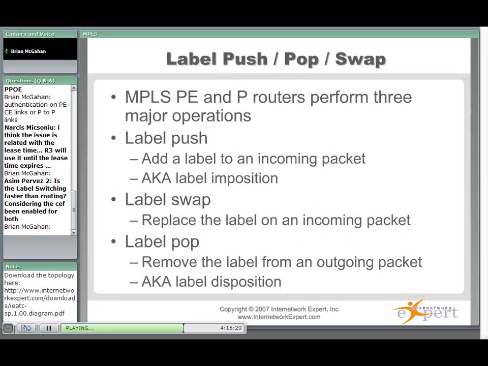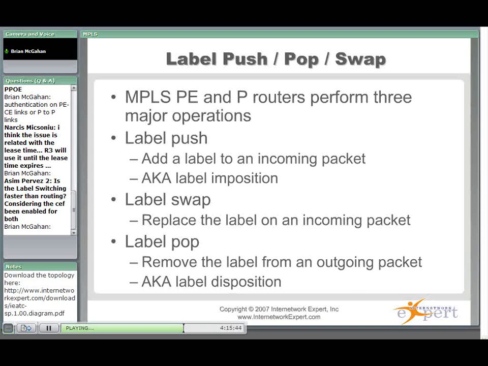Okay, now there are 3 different operations that we can perform on an MPLS packet. They're called push, pop, and swap operations. Okay, these are going to be performed either by the provider edge or by the provider routers.